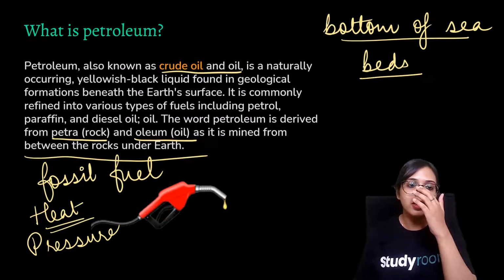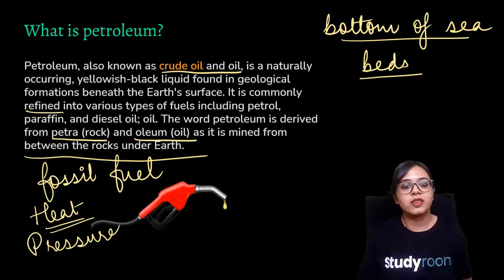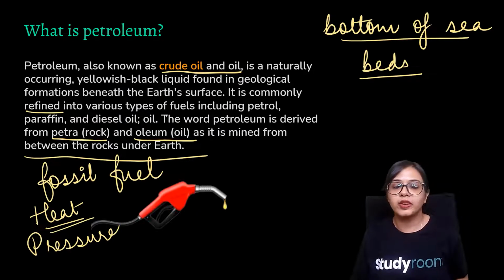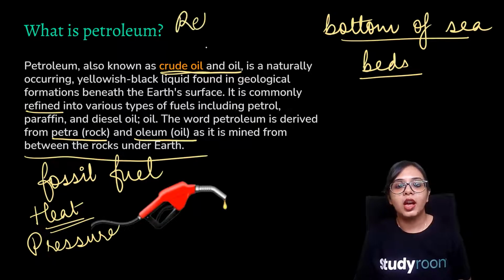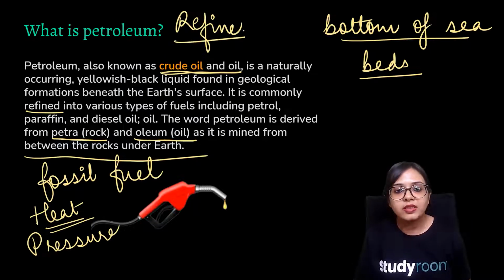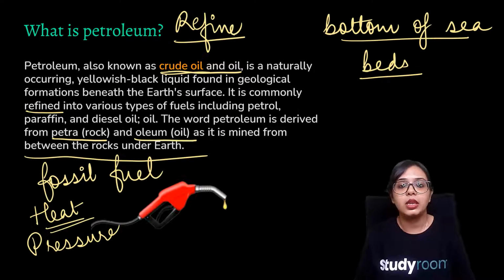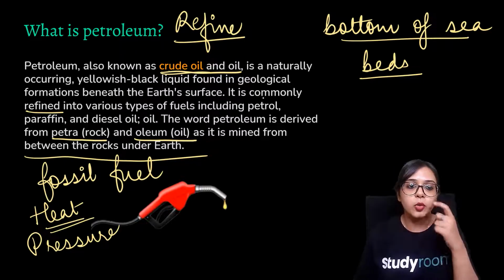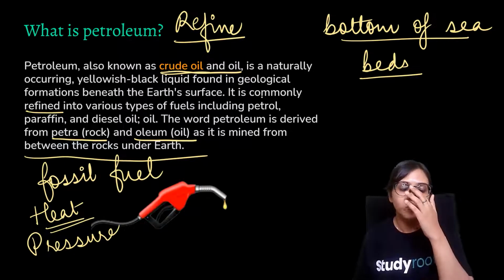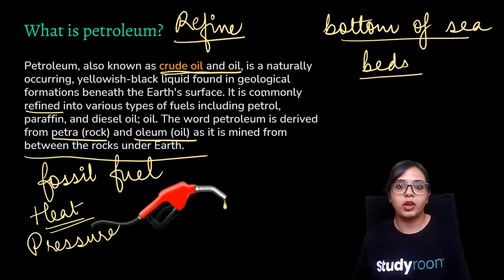It is commonly refined, meaning it is commonly processed industrially to form various types of products. So this crude oil is not refined. By the word refined, I mean that it is subjected to chemical reactions, so that a lot of different products can be obtained from it. Basically, this crude oil is a source of many different products, such as petrol, paraffin, diesel, and some other chemicals as well that we'll be having a look at.